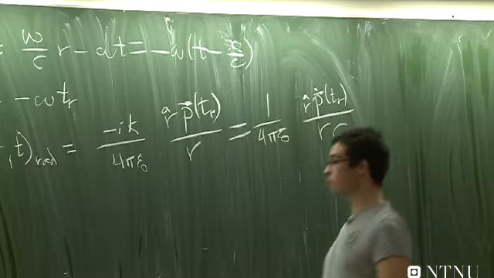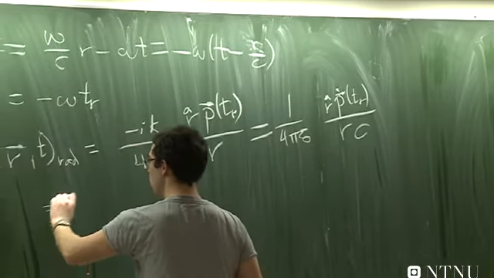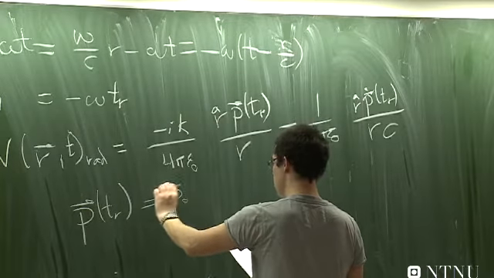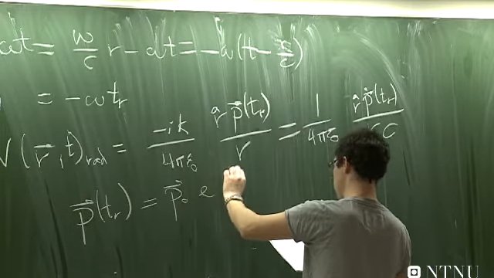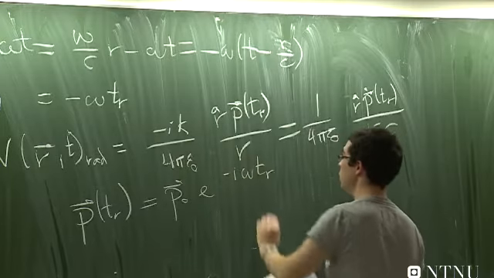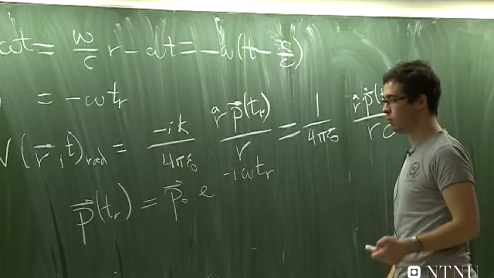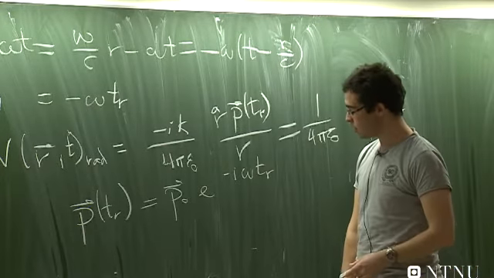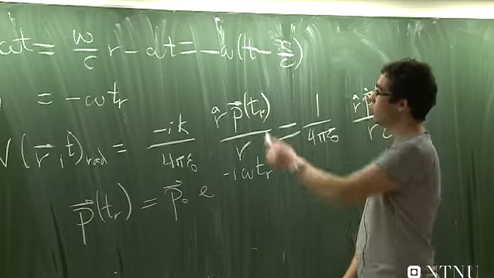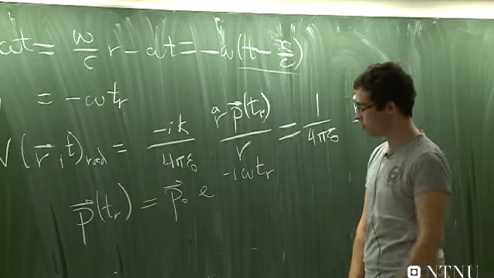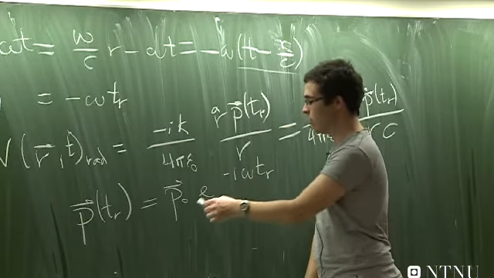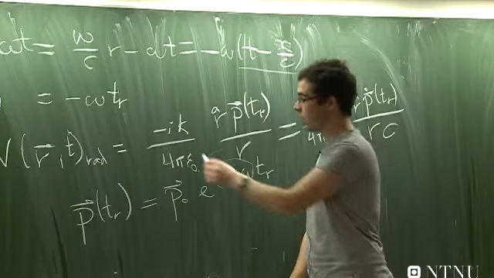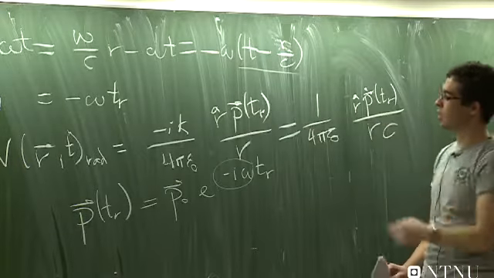And finally, p of t_R, well, that's simply p naught e to the minus i omega t_R. And since the derivative with respect to t and retarded t is the same, then you can simply say that a derivative is simply a minus i omega, and omega over c is equal to k. So that's how you get here.